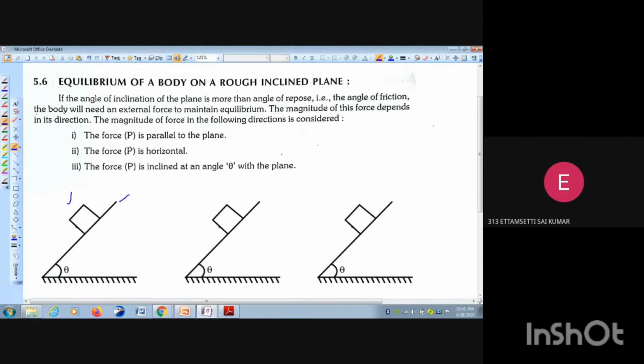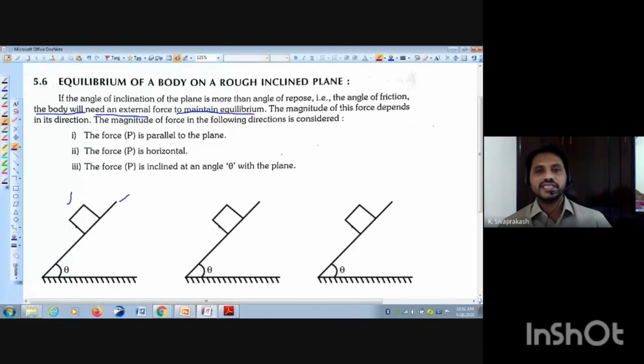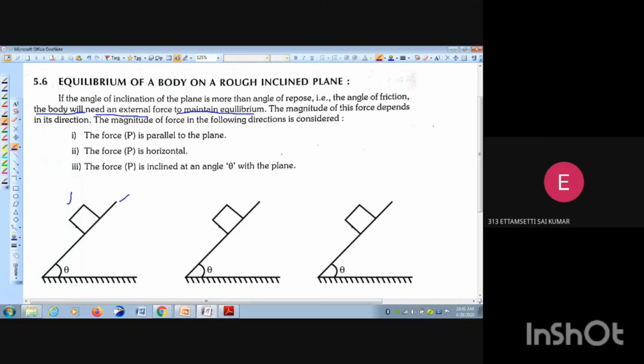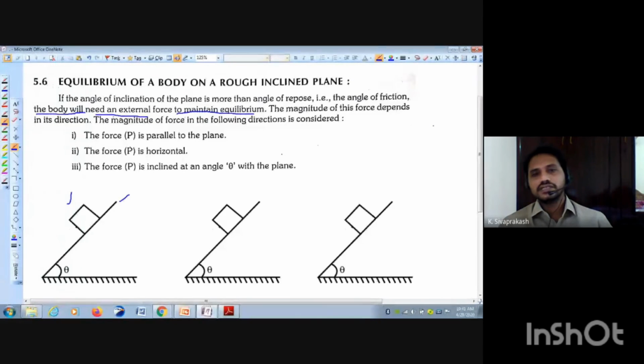Now the body will need an external force to maintain equilibrium. Generally, the magnitude of the force depends on its direction. So what force directions do we have to consider for the body placed on the rough inclined plane? See here, the three cases. The first case, the force P is parallel to the plane.